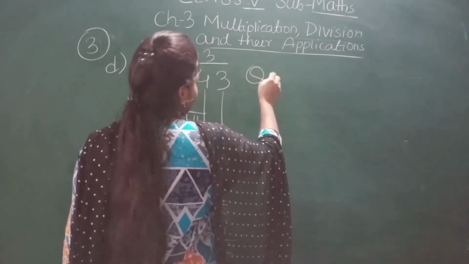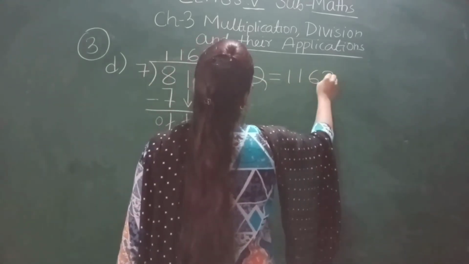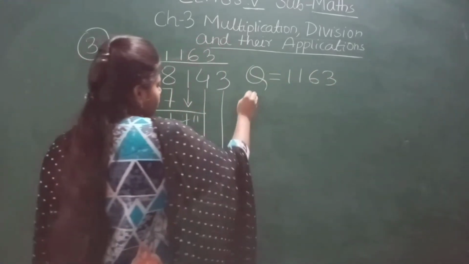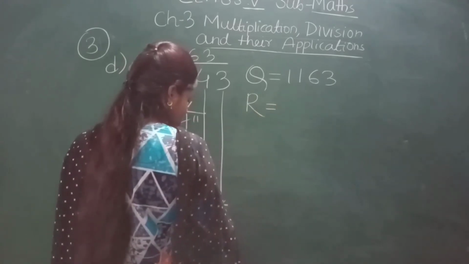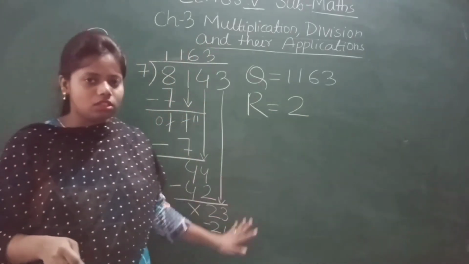Now let's write what the quotient is. Q means quotient. So what is it? 1163. And what is the remainder? For remainder we will write R. The remainder is 2. So we have done this division.